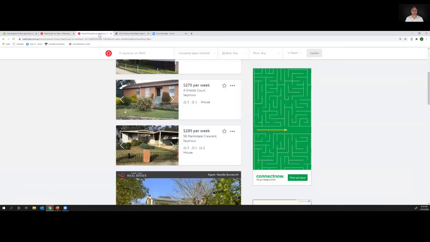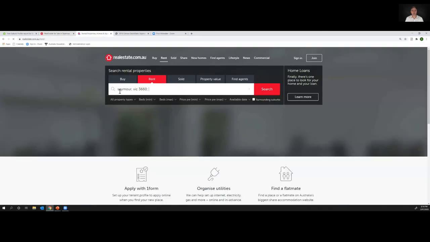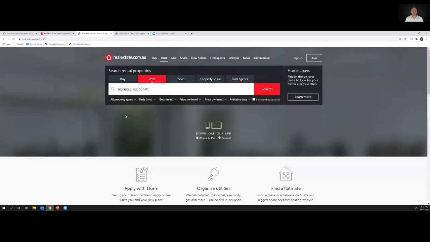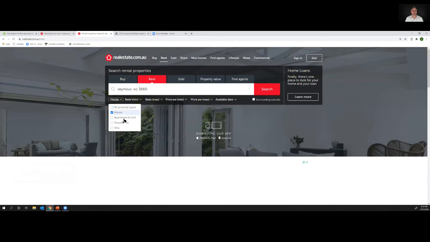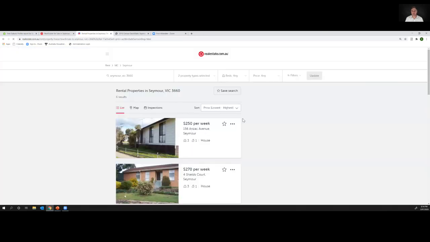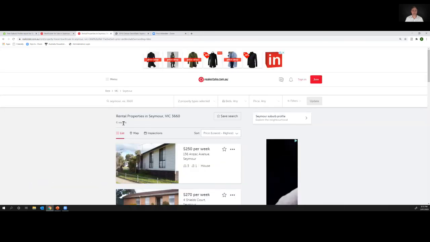If you look at the rent, so we go back here, we look at rent. Seymour, again, you're looking at houses, looking at townhouses, search. If you're looking at that, there are 6 properties on the market right now for rent. You go, 6, that's not a lot. Is that good or bad?